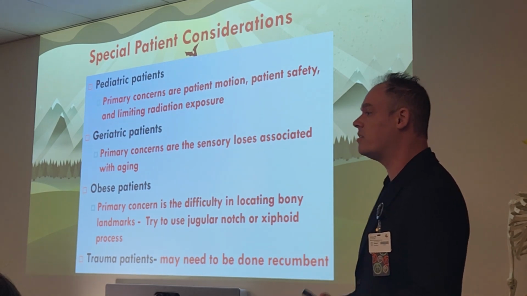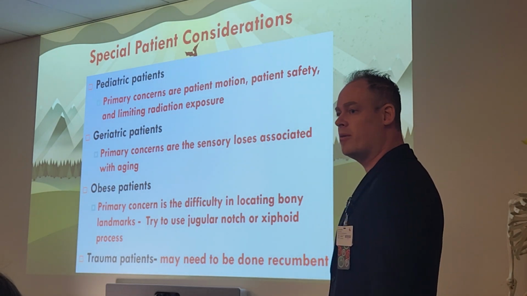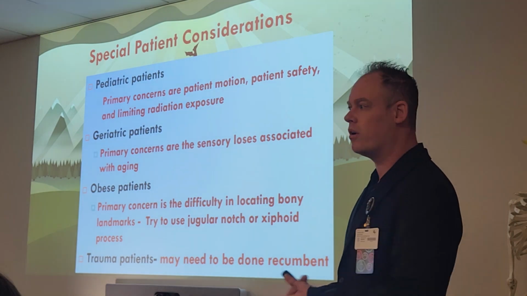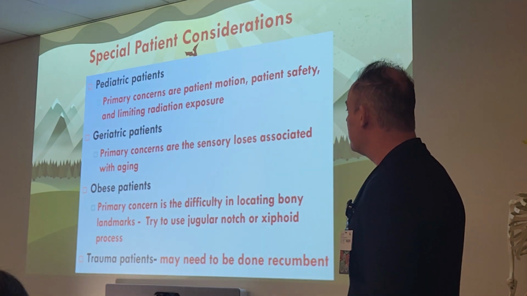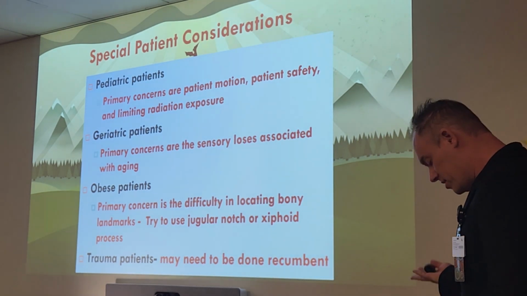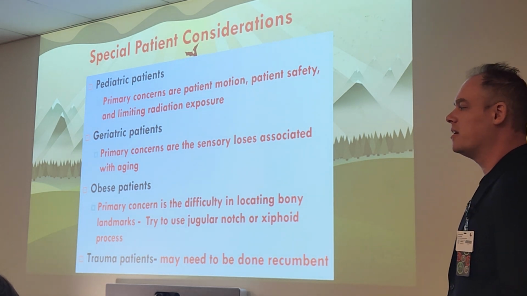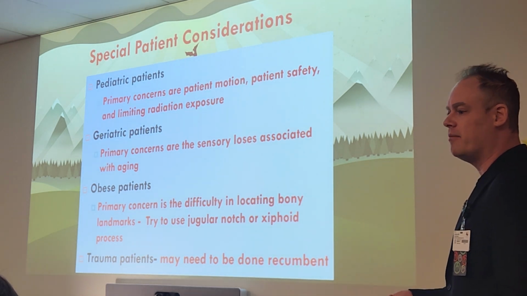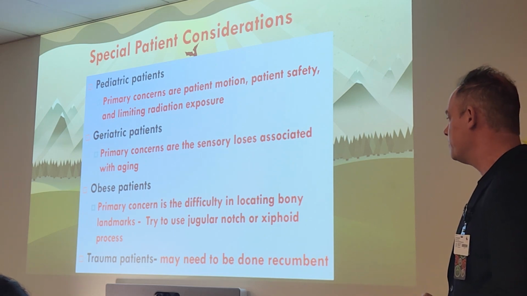Geriatrics, they often come in with a lot of rib injuries as well because of falls. A lot of our elderly patients, I'm sure you've had them have falls before where they hurt their hips, but they also hurt their ribs quite often. Primary concern is that sensory loss associated with aging and those falls. One thing we want to be concerned with as well is we don't want them to fall during the exam and further injure themselves, because we will be liable for that, because we'll fall under neglect if we're not watching those geriatric patients very carefully.